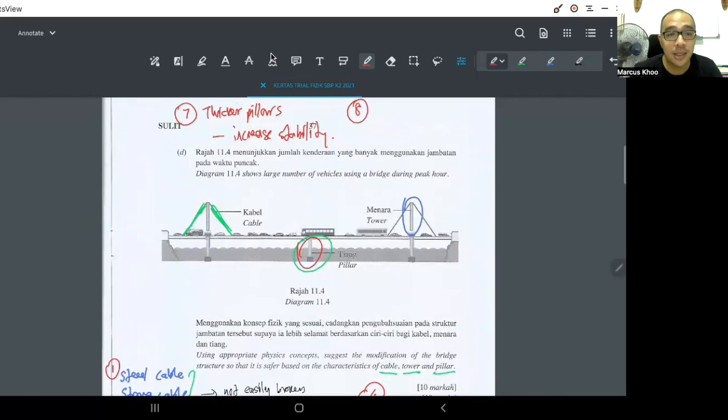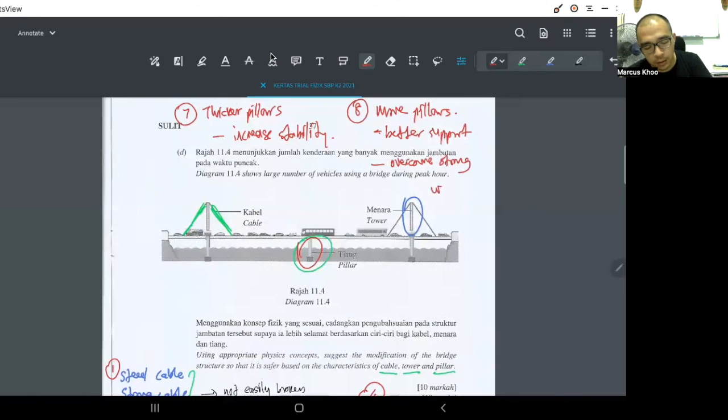Lastly, of course, you want to have more pillars. If you have more cables, you definitely need to have more pillars. Better support is an answer. To increase stability also, and also to overcome strong waves, because the pillar is in contact with the water. It's touching the water, so you may need it to overcome strong waves.